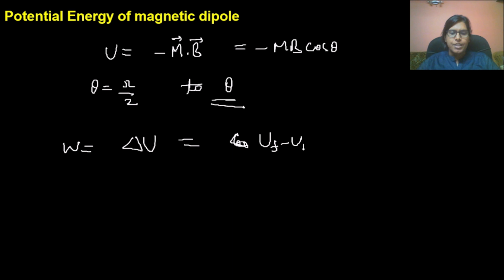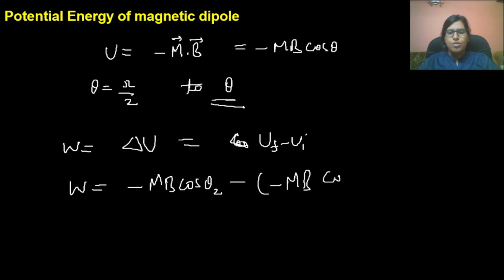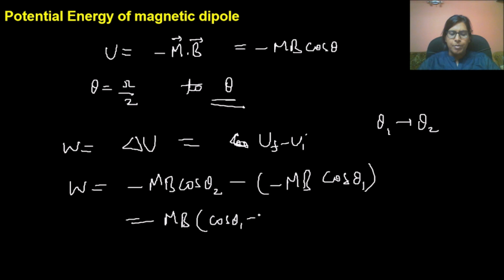U final minus U initial, so it will be minus mB cos theta 2 minus (minus mB cos theta 1), if we are rotating from theta 1 to theta 2. This becomes mB (cos theta 1 minus cos theta 2), and this equation we got from the integration of the torque tau d theta.